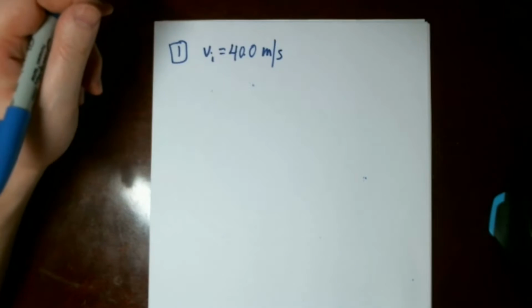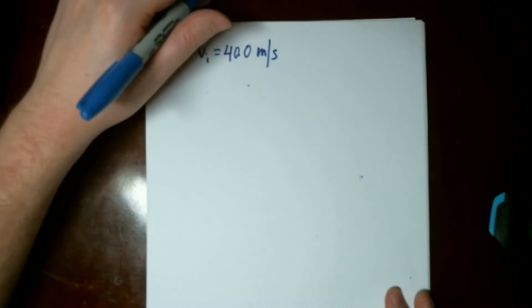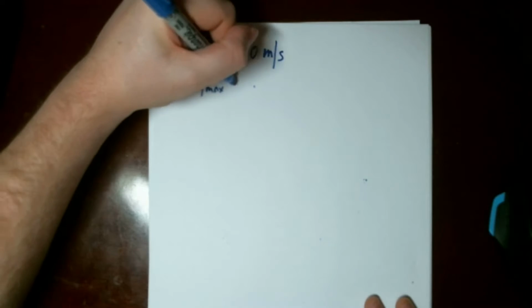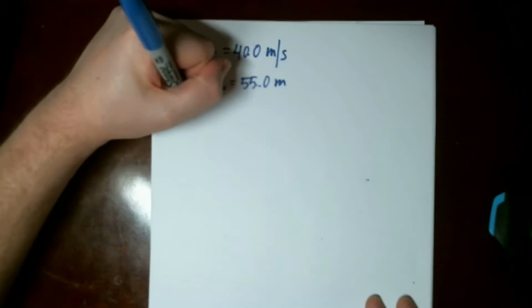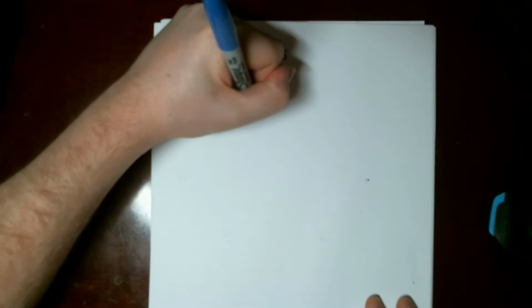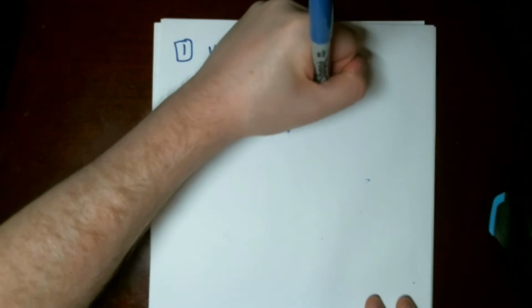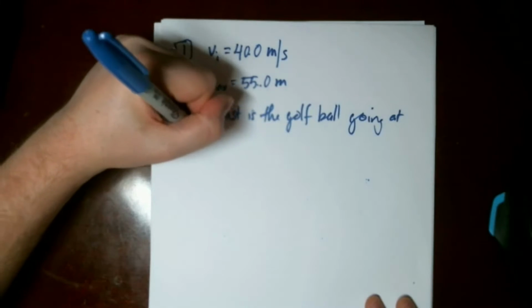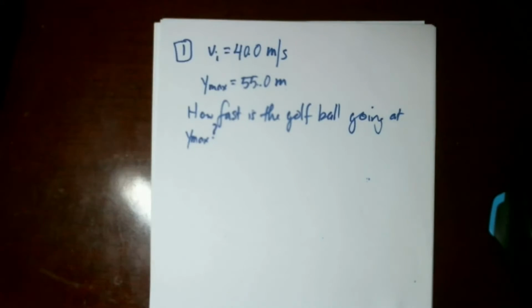So number one, we have a golf ball that is hit off a tee with some instrument, and it has an initial velocity of 40 meters per second. And then it also reaches a maximum height in its trajectory of 55 meters. We want to find how fast is it going at y max.